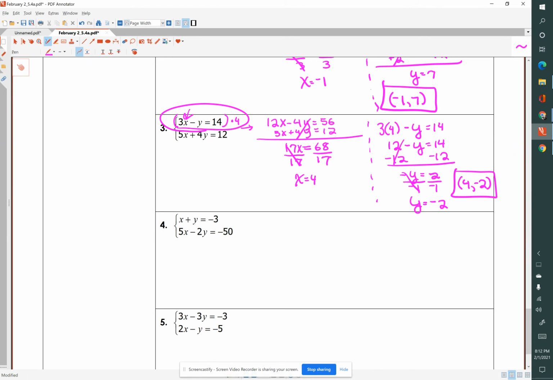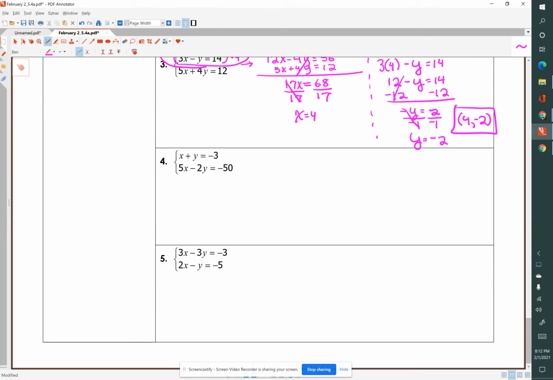Let's move on to problem number 4. x plus y equals negative 3, and 5x minus 2y equals negative 50. So I think I'm going to multiply the first equation by 2 and leave the second equation as is, and that will give me 2x plus 2y equals negative 6. And then I'll just simply write the second equation under it, lining it up.